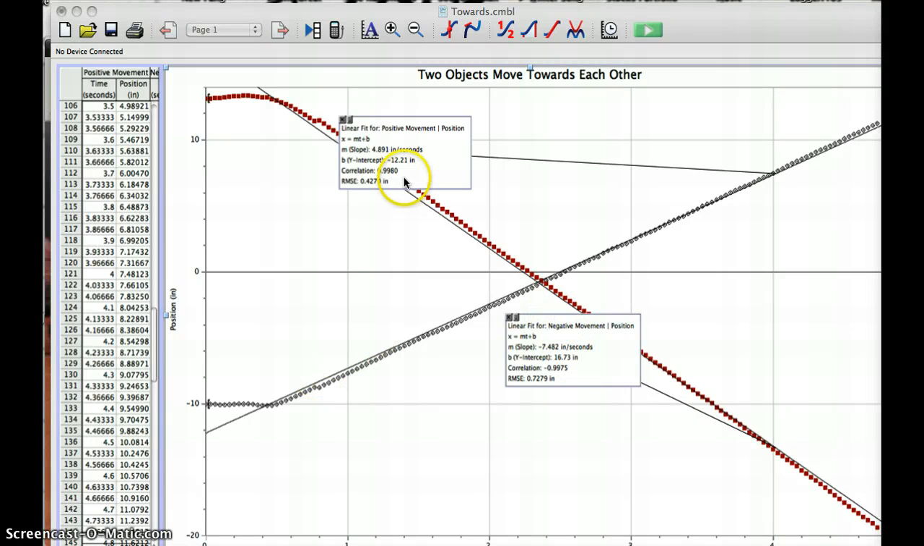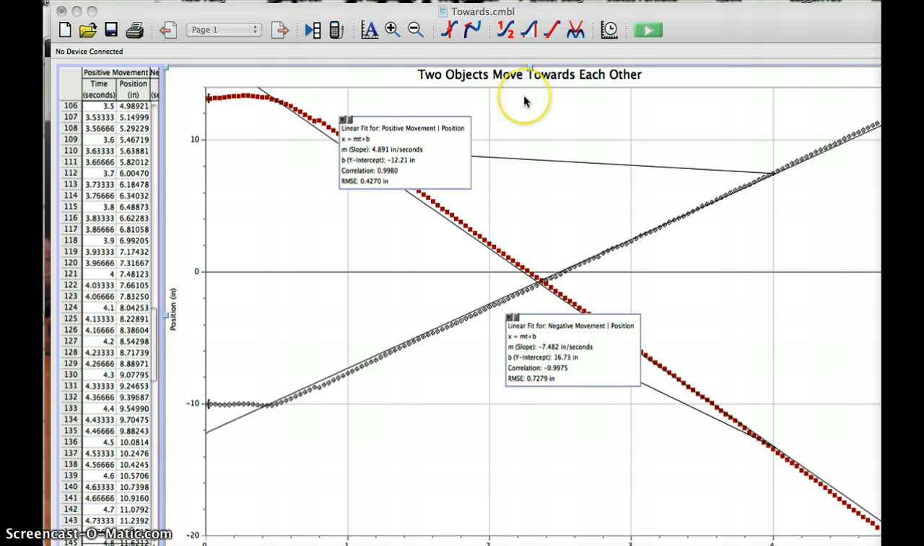And for the red BPV going in the positive direction, its slope was roughly 5 inches a second, slower than the blue one, but still. And its y-intercept was roughly -12 inches, so its starting point was 12 inches in the negative direction, so on the left side.